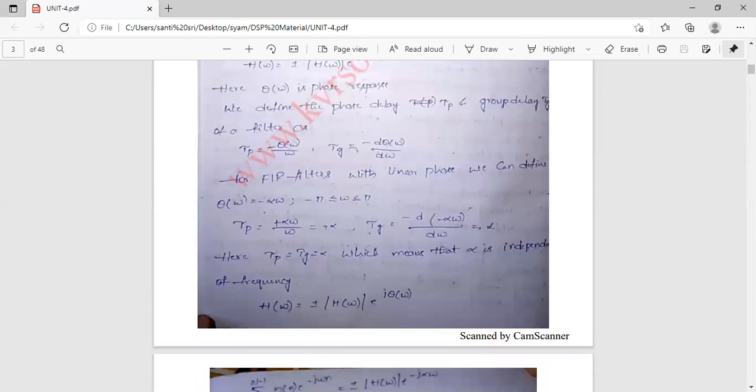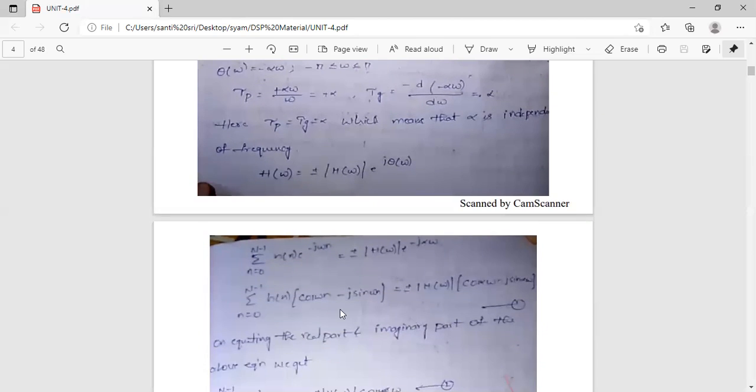So H of omega is equal to plus or minus mod H of omega into e power j theta of omega. So sigma n equal to 0 to N minus 1, h of n e power minus j omega n is equal to plus or minus mod H of omega into e power j theta of omega, where theta of omega is minus alpha omega. So it will become e power minus j alpha omega.